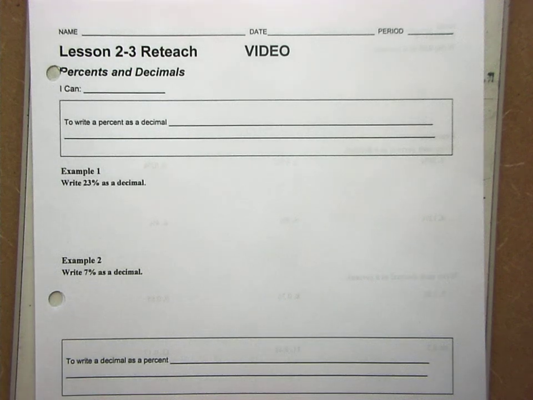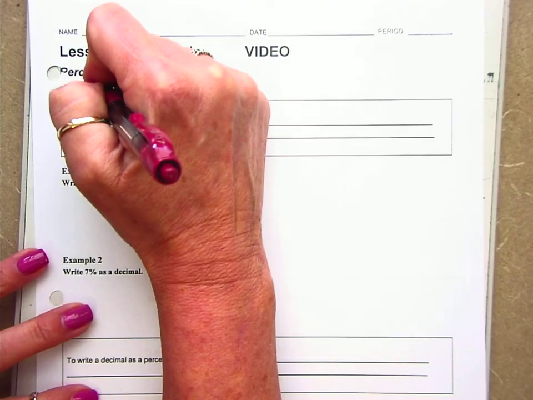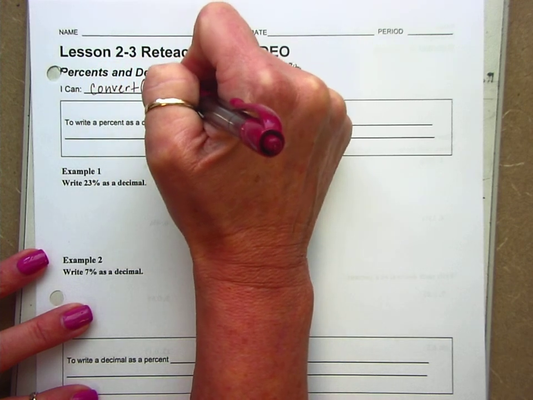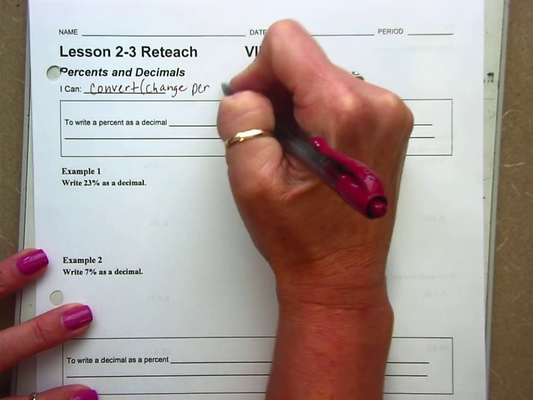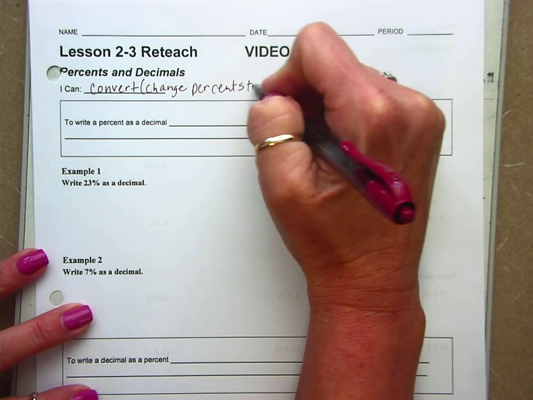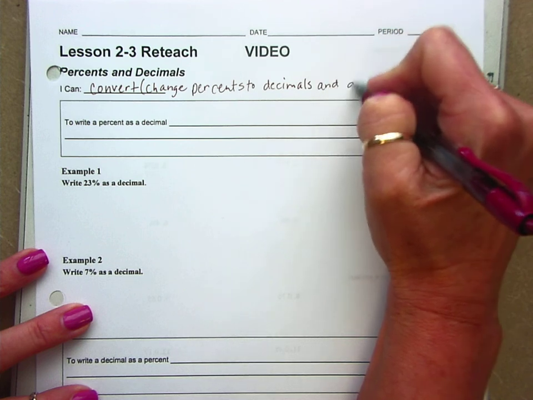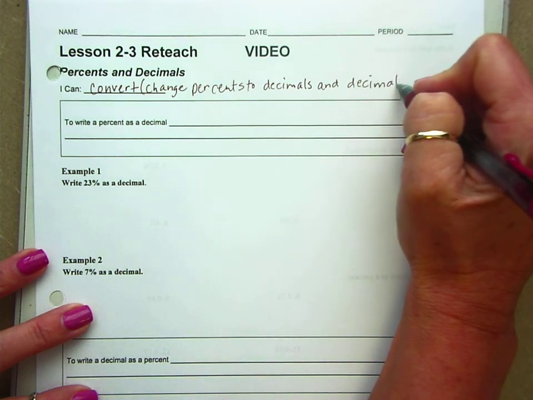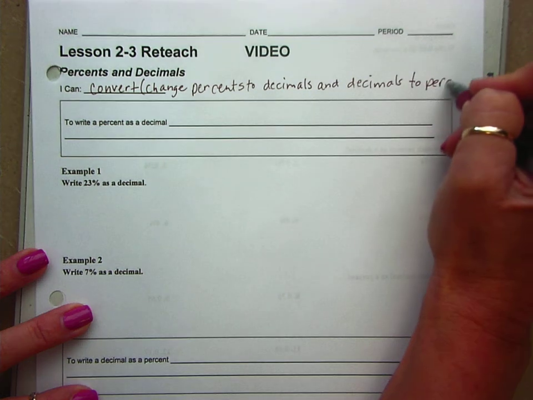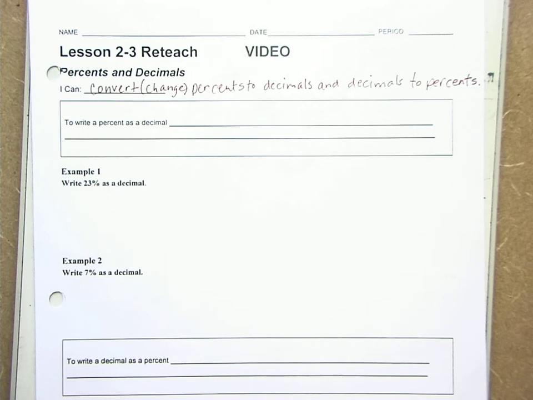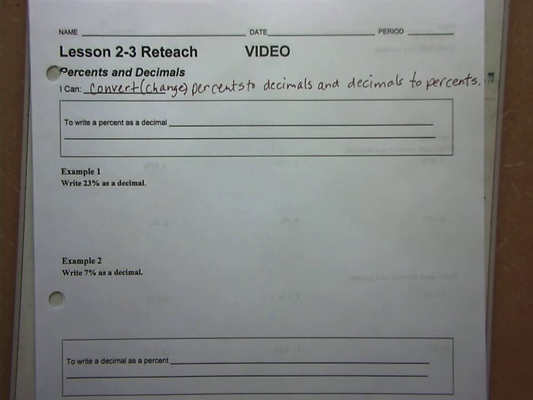All right, sixth graders, we are moving on to Chapter 2, Section 3, Percents and Decimals. Our I can statement is: I can convert, which means change, percents to decimals and decimals to percents. I can convert or change percents to decimals and decimals to percents.